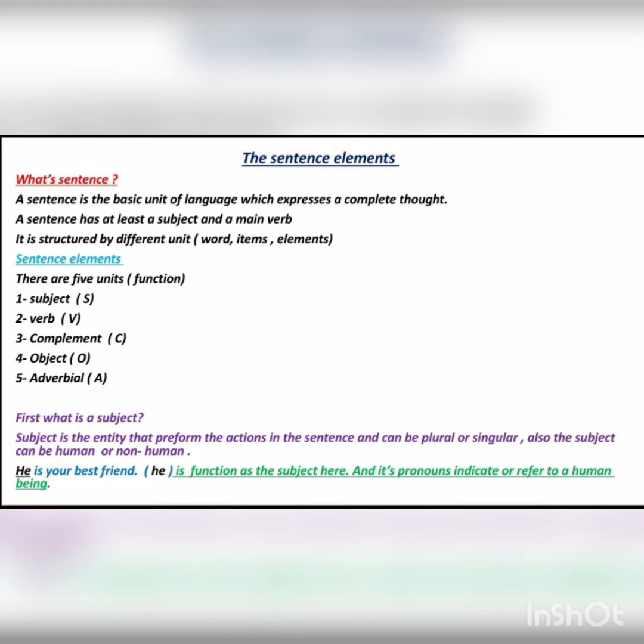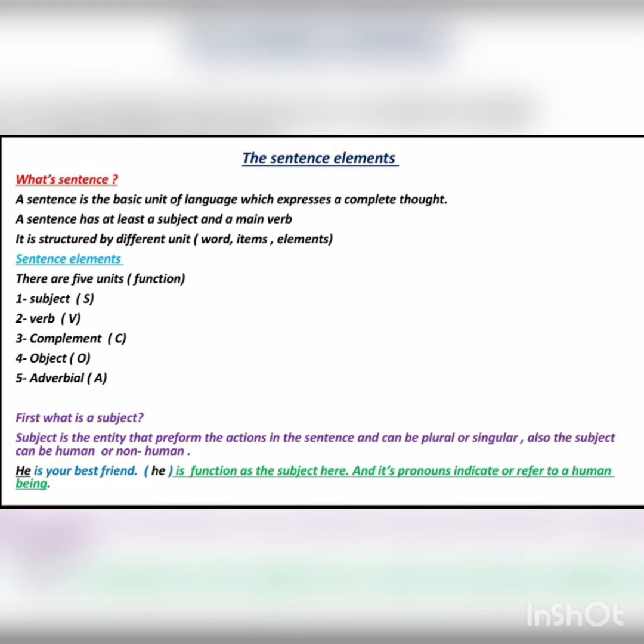First of all, what is meant by sentence element, or what is meant by sentence? A sentence is the basic unit of language which expresses a complete thought. It does this by following the basic grammatical rules of syntax. A sentence has at least a subject and a main verb.